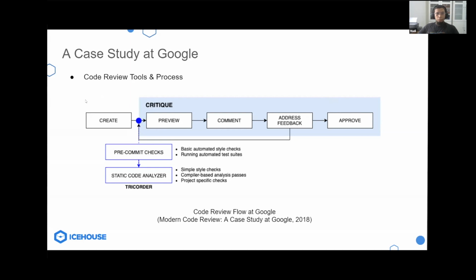For code review, Google has internally developed a web-based tool called Critique, integrated with a static code analysis tool called Tricorder. The Tricorder will do automated simple style checks, compiler-based analysis, and project-specific checks, and display the results as comments along with others from the reviewer. Deployment at Google also requires pre-commit checks, like basic automatic style checks and running automated test suites. It's triggered when code changes are being submitted to the repository. And the results of pre-commit checks are also visible in Critique.